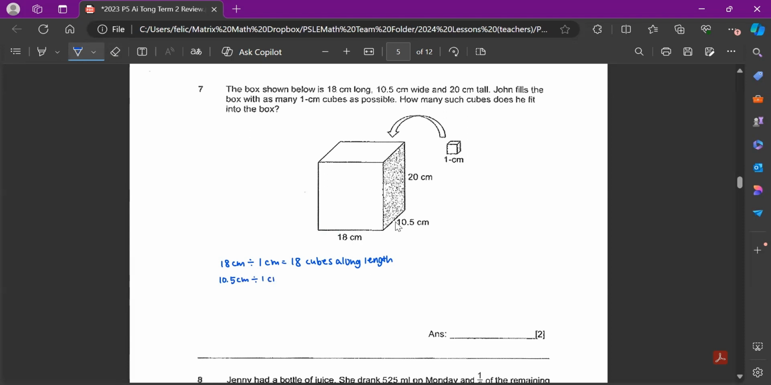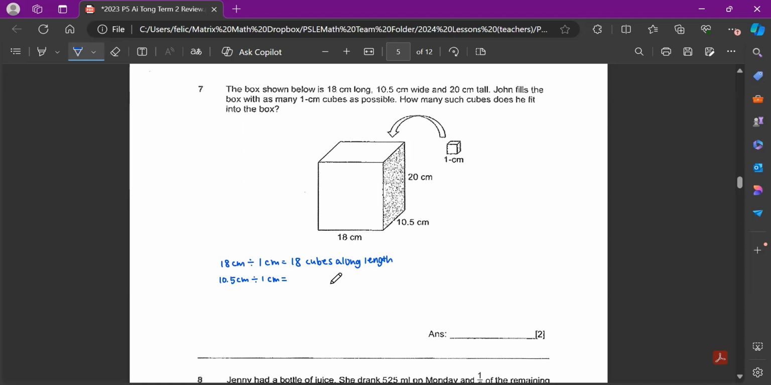divided by 1 cm. Now, of course, when you key this in your calculator, or actually just mental calculate, you know that the answer is 10.5. The problem is I cannot put 10.5 cubes, because this answer is for cubes. I cannot have 10.5 cubes. I'm not going to cut a cube up into half. See, that's what I'm trying to say. We're not cutting a cube up.